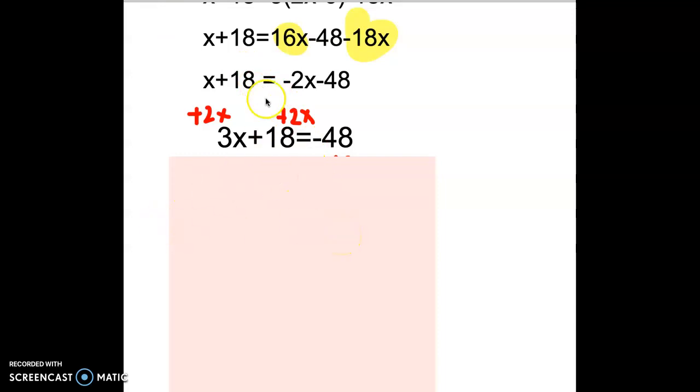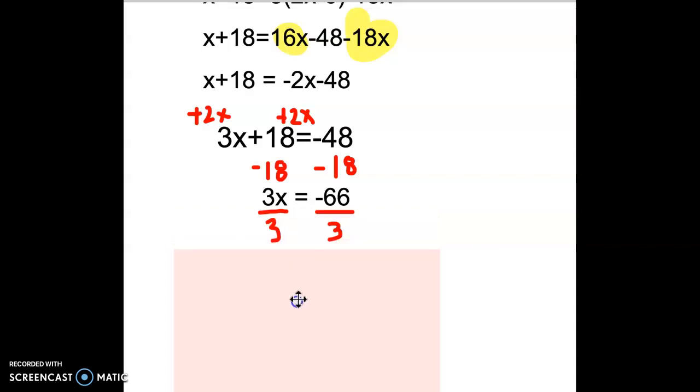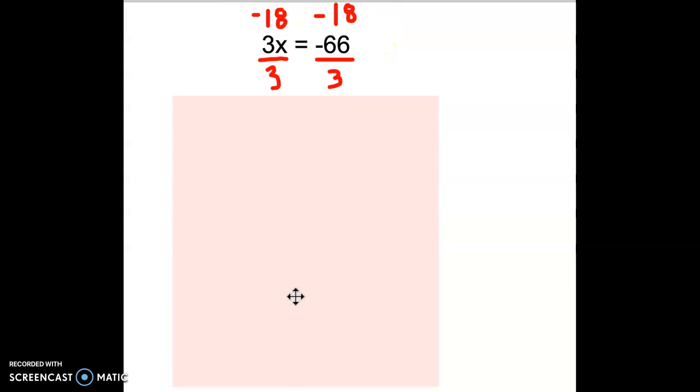All right, now we need to take this positive 18 and move it away from the 3x. So to undo adding 18, we're going to subtract 18. So when we subtract 18 from both sides, we get that 3x equals negative 66. We are almost done. That 3x is like 3 times x. So to undo multiplying by 3, we're going to divide because multiplication and division are inverse operations.